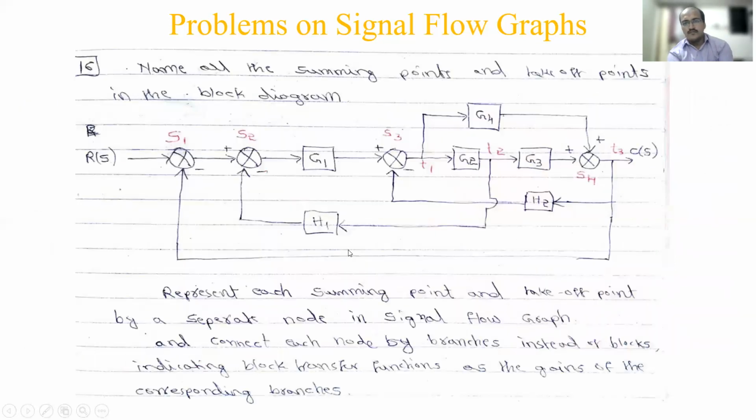So name all the summing points and takeoff points in the block diagram. That is the first step, right? So the same block diagram I have once again copied down and I have given the names here. See, S1, S2, S3, S4. It is visible, right? And then where are the takeoff points here? T1, T2, and T3.